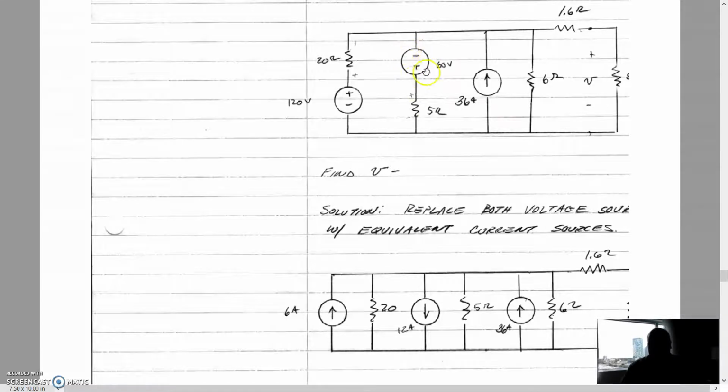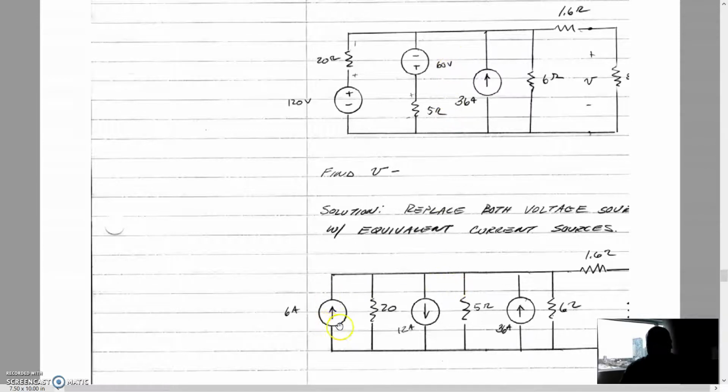Now be careful here because the positive side of this voltage supply is oriented on the lower side of the supply, which means when we convert it to a current supply, that current supply is going to be pointed down. So the conversion is always: the arrow of the current supply is oriented pointing towards the positive side of the voltage supply. Okay, so 60 divided by 5 is 12, that's how we get our 12. It's pointed down because the voltage supply was oriented positive side down. That 5 ohm stays a 5 ohm, but we move it to be in parallel.